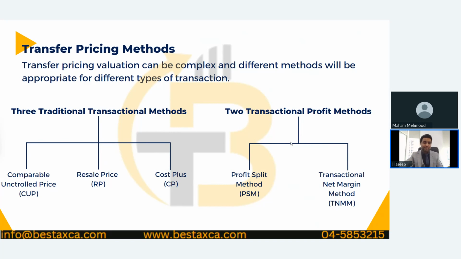So first one, we have comparable uncontrolled price, CUP, which means that any transaction on which transfer pricing rules apply should not be influenced. For example, if company A is buying from company B, which is a related party, let's say market research services, for a number like $250,000, company B is charging $250,000 to company A for market research.